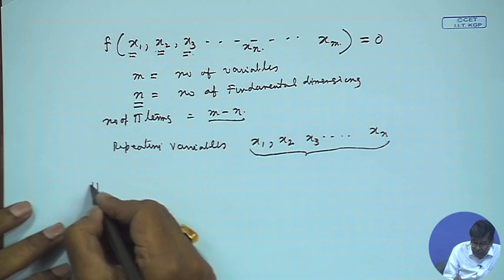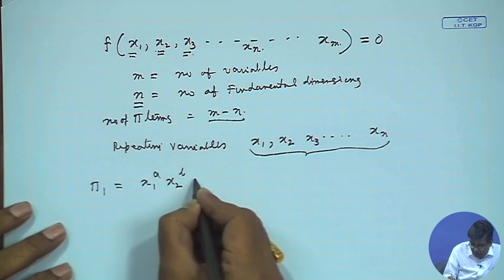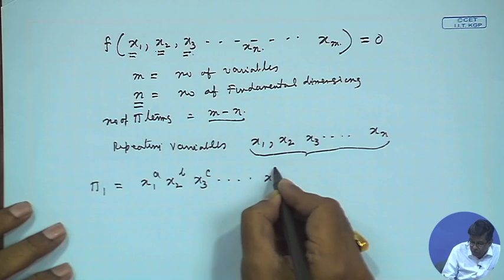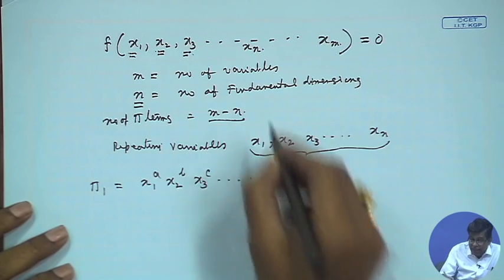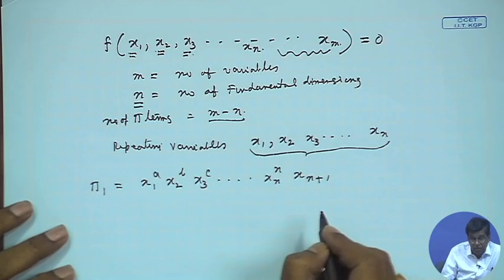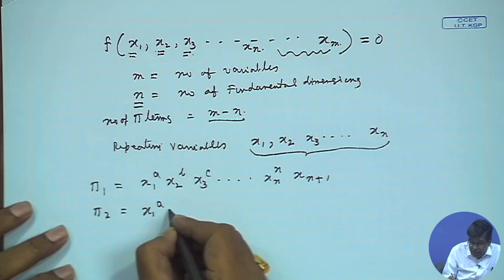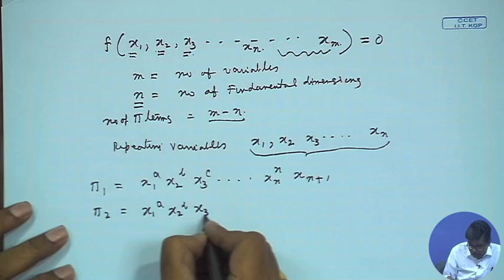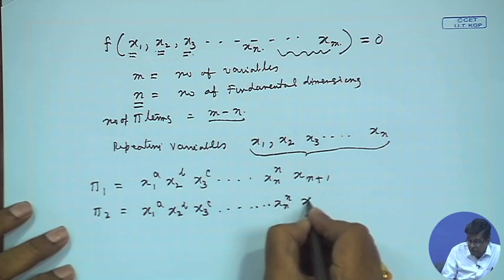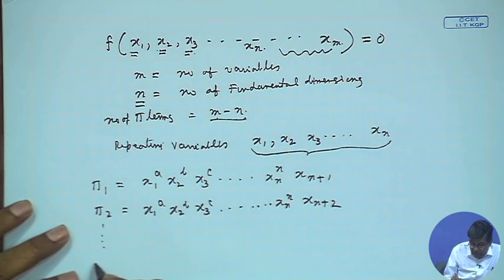How? You make each pi term by raising all the repeating variables to some unknown powers, n number of indices, and taking the rest x n plus 1, the rest of the m minus n variables. Therefore, pi 2 will be formed similarly. These sets of indices a, b, c will be different for different pi terms. Like that, we will have m minus n pi terms.